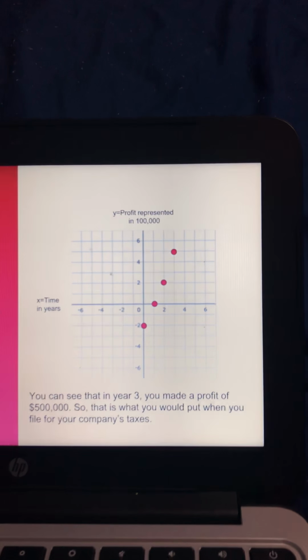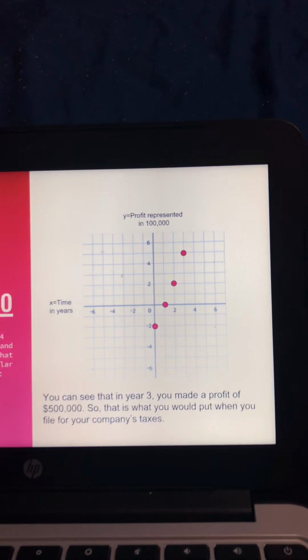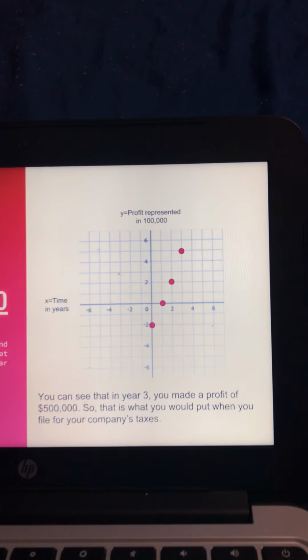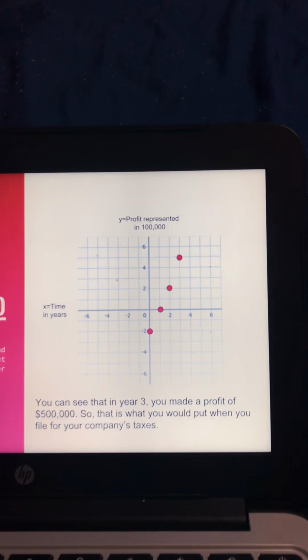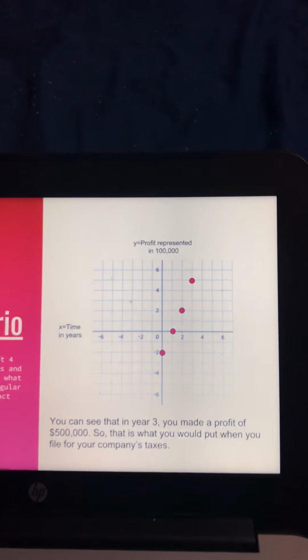So that's what you can conclude is that using the rectangular coordinate system, you can find a unique point on the graph.